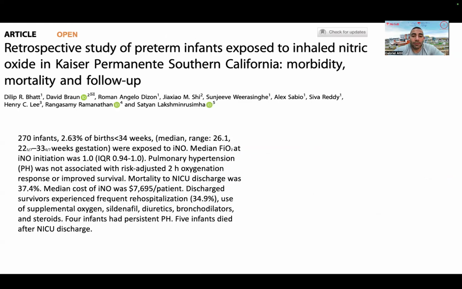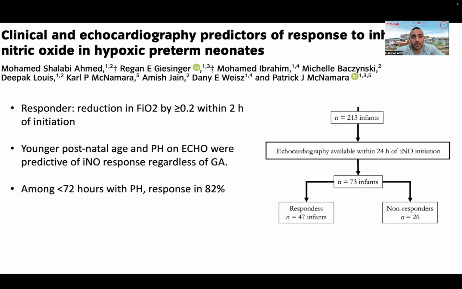We also have other groups that describe similar setups. So this is a group from California who analyzed 270 infants with prematurity exposed to INO, and they actually did not find improved survival in those patients with some degree of pulmonary hypertension. They actually saw that INO was probably just a reflector of their lung disease.